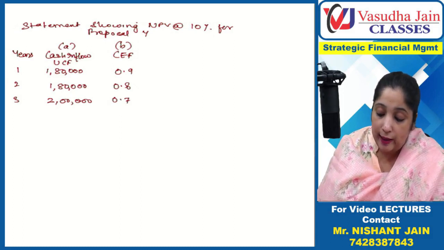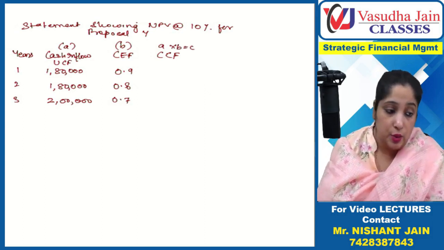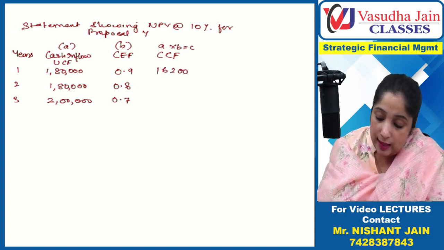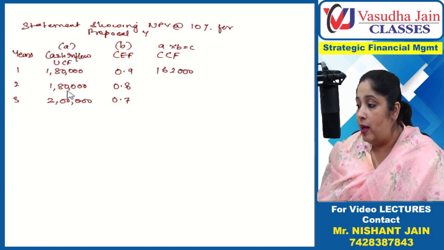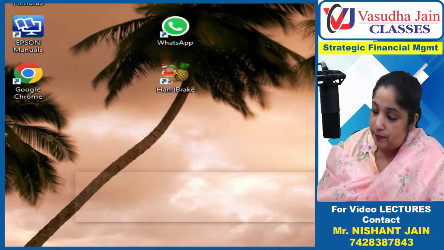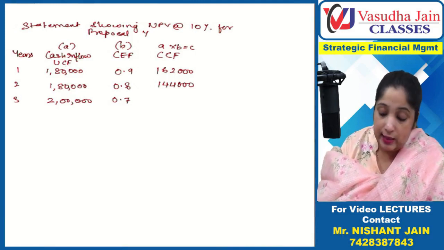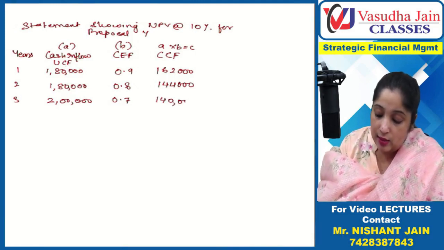So if you want to find out the certain cash flows, then you have to multiply A with B. So it is 1,80,000, 90% is certain. So after multiplying, 1,62,000. 1,80,000 into 0.8 is coming out to be 1,44,000. Then 2 lakh into 0.7 is 1,40,000. This is certain cash inflows.